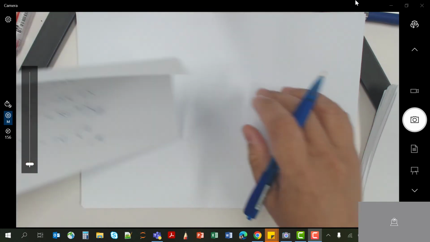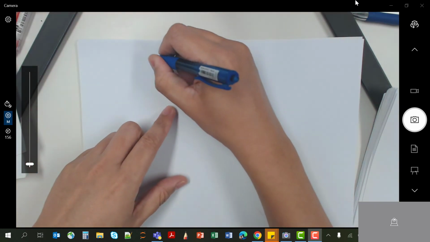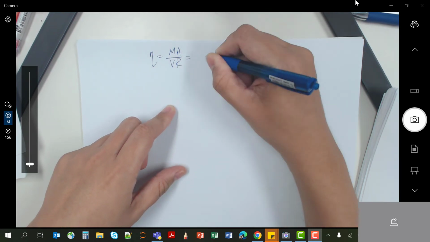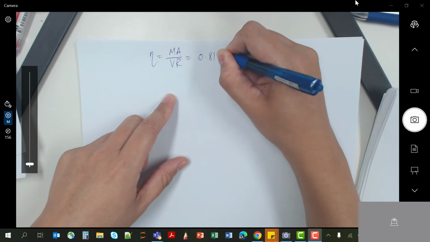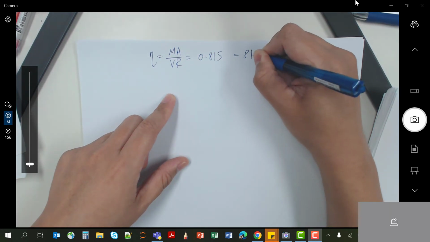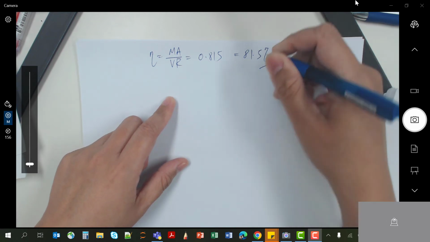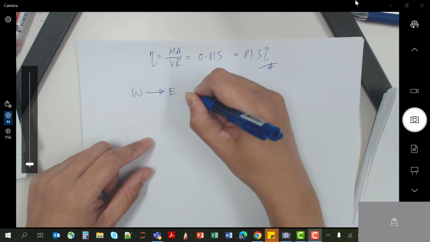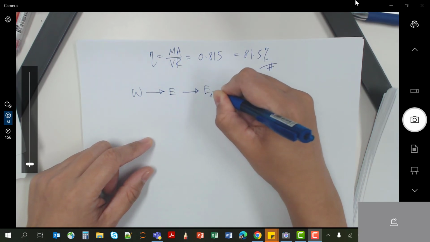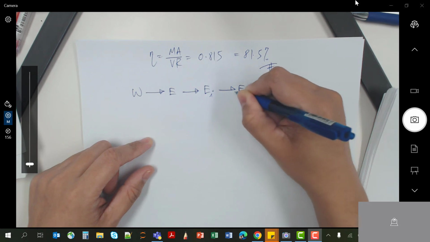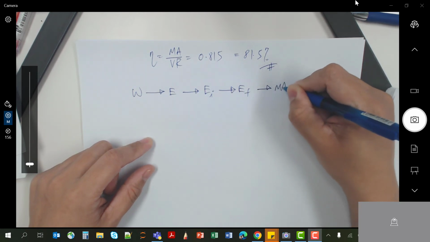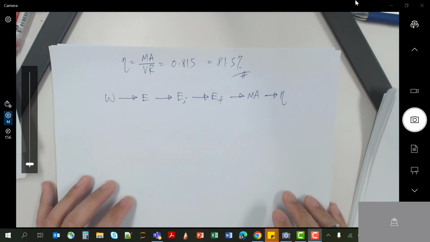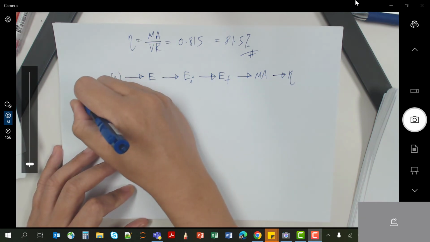All right. Efficiency will be, after you find MA, you can find efficiency. Okay, you should get 0.815, which is 81.5%. Okay, so the sequence is like W, find E, find EI, find EF, find MA, and finally you can find efficiency.